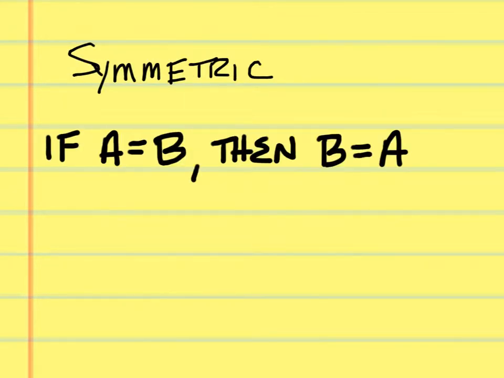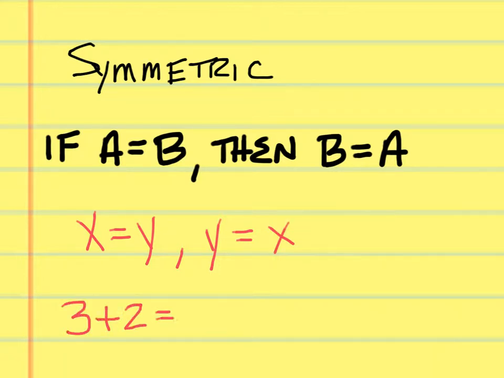The symmetric property is if A equals B, then B equals A. Works the same if you have X and Y. If X equals Y, then Y equals X. If I have 3 plus 2 equals 5, that's the same thing as saying 5 equals 3 plus 2.